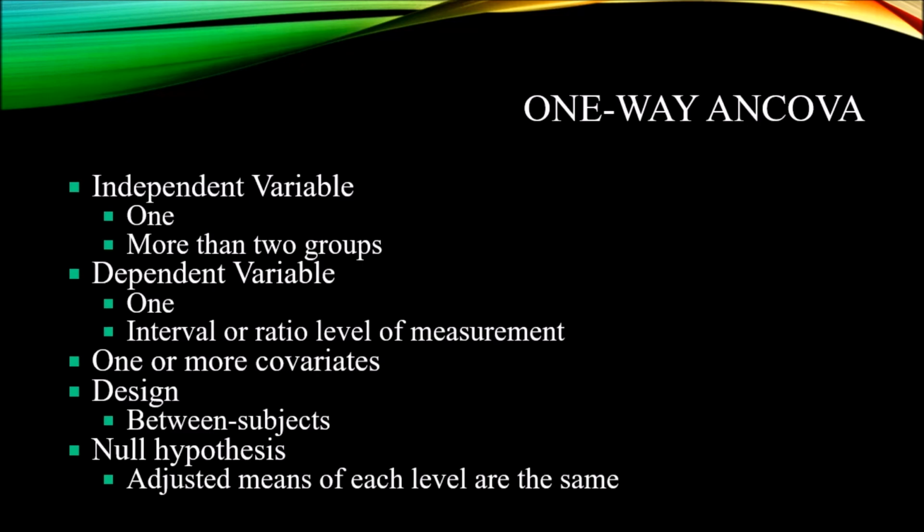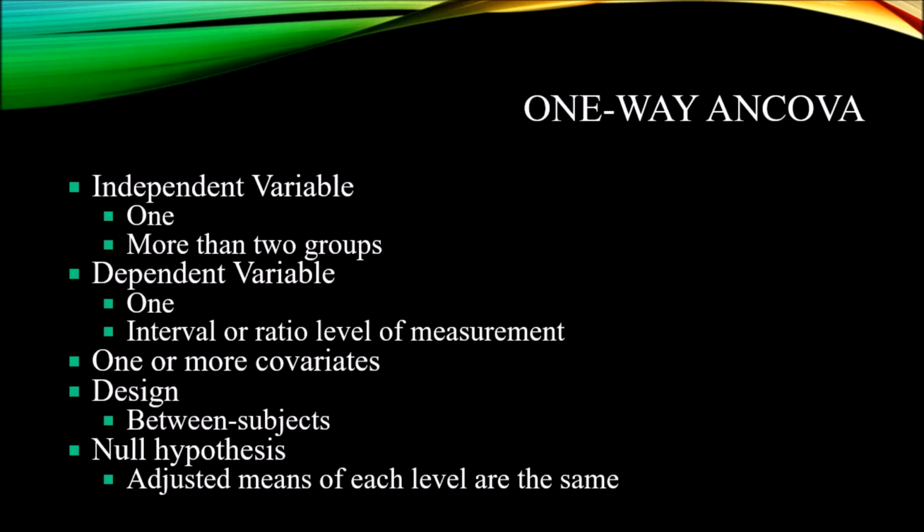Now moving to the one-way analysis of covariance, one-way ANCOVA. Looking at this term, we see that we have one factor, one way, one independent variable, and again, typically more than 2 groups. When we're working with ANCOVA, we can use just 2 levels though if we need to. And we have one dependent variable. It's measured at the interval or ratio level of measurement. So all that's identical to one-way ANOVA.